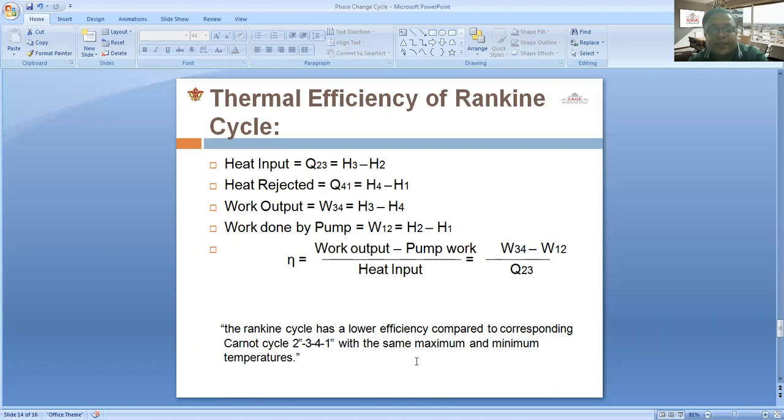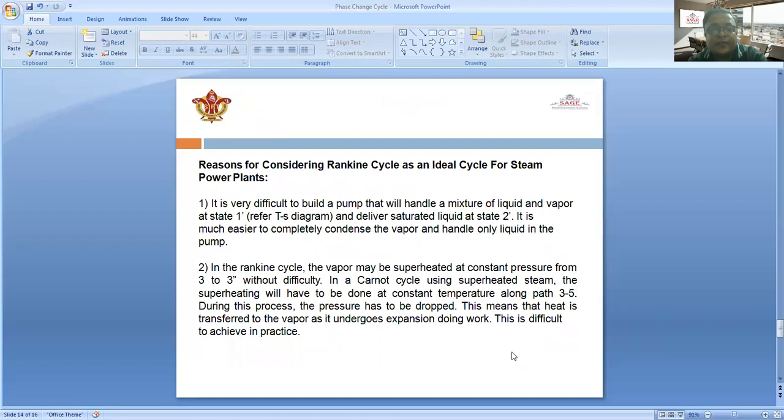The Rankine cycle has a lower efficiency compared to the corresponding Carnot cycle 1 double dash 2 double dash 3 4 dash with the same maximum and minimum temperature. But the Carnot cycle has a drawback because it is a hypothetical cycle. The reason for considering the Rankine cycle as an ideal cycle for the steam power plant is that it is very difficult to build a pump that will handle a mixture of liquid and vapor at the state of 1 dash. This is another reason.